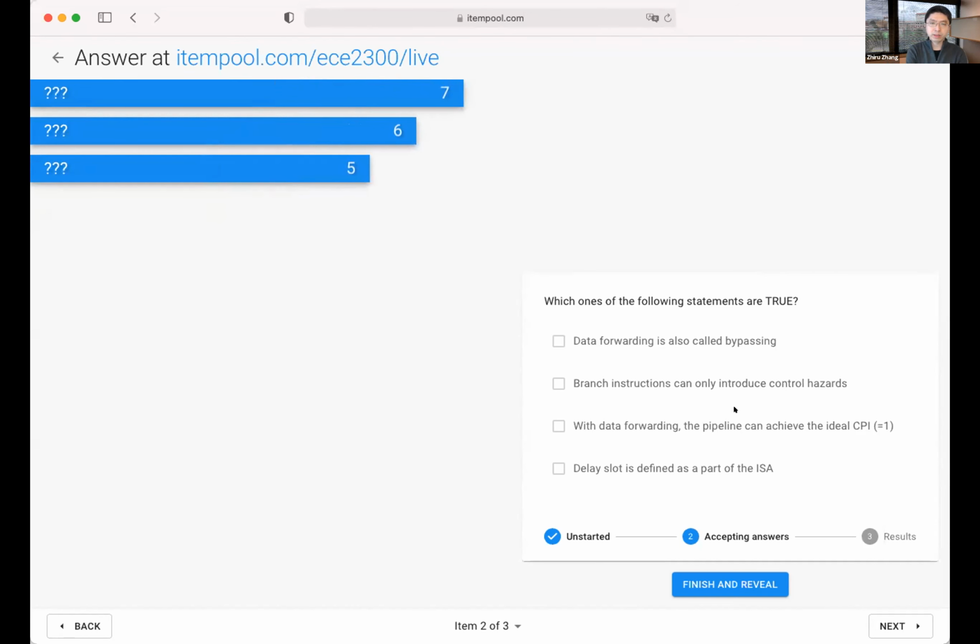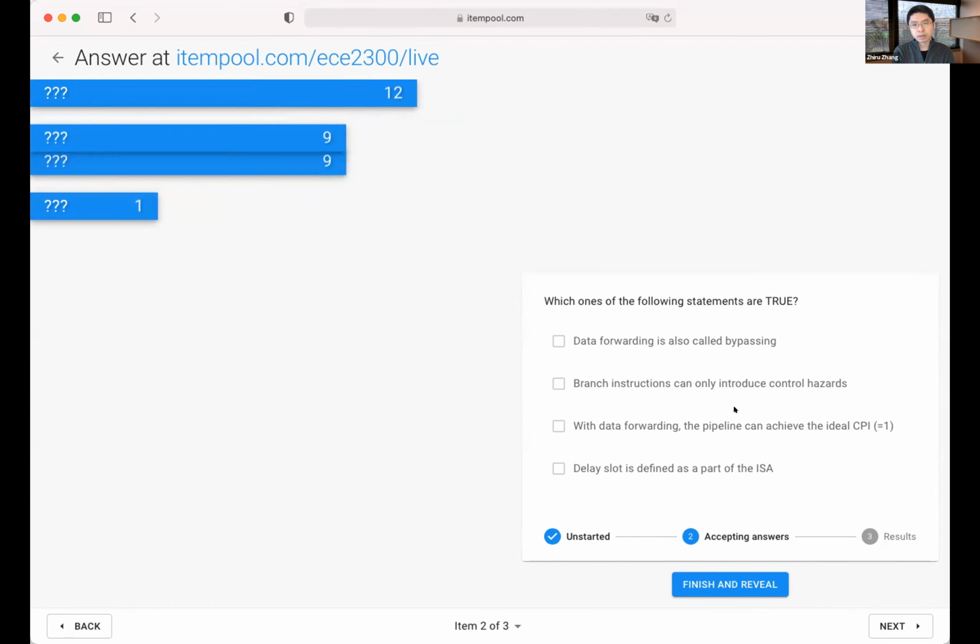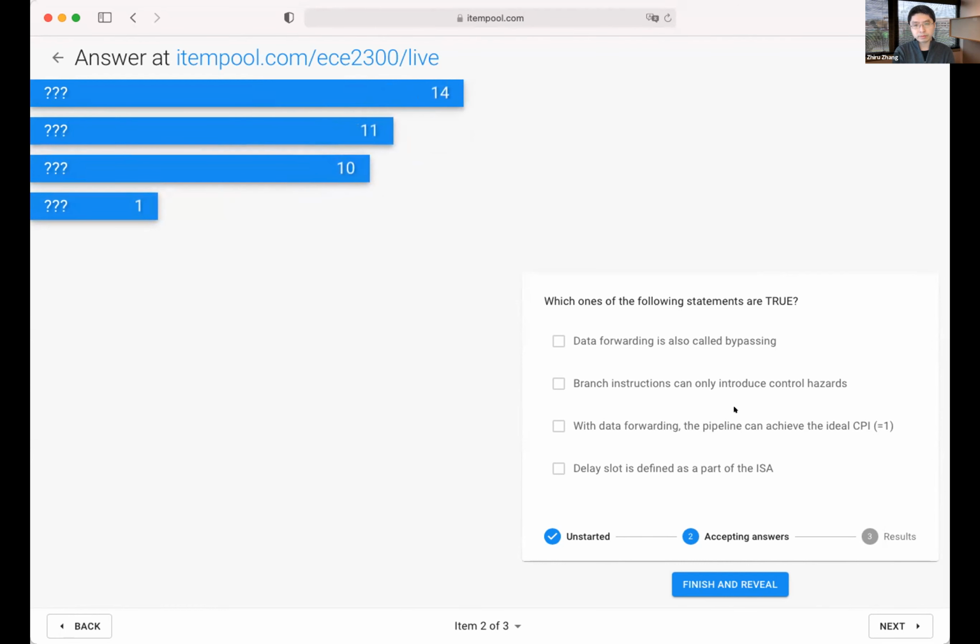First, data forwarding is also called bypassing. Second, branch can only introduce control hazard. Third, with forwarding, we can get an ideal pipeline, which is a CPI of 1. Last one, delay slot is defined as part of the instruction set architecture, or ISA. I'll give you guys maybe 10 more seconds. Again, this is a multi-choice question. Let's see whether there's anything on the chat window.